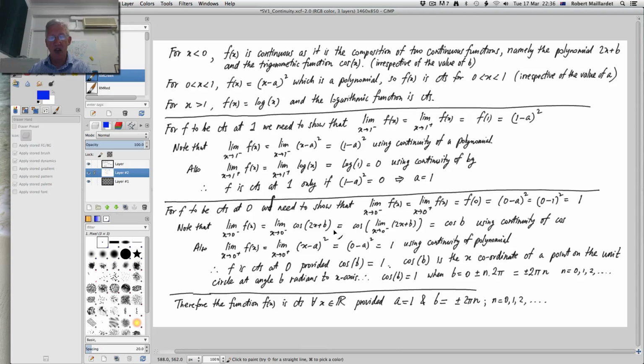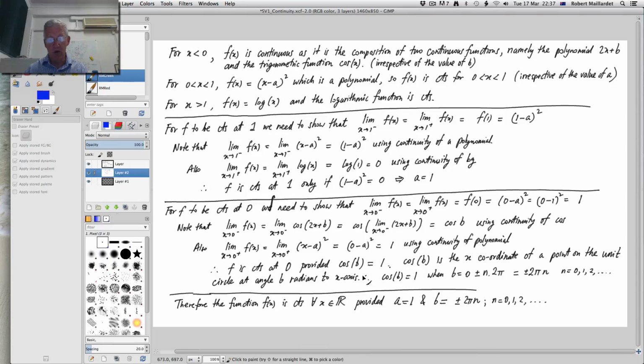Then we do the same thing over here with cosine. So for example, here when I evaluate these limits, I have to quote that I'm using the continuity of a polynomial, I'm using the continuity of log. When I'm taking the limit at 0, I've got the limit as x approaches 0 from below of a cosine. The cosine is continuous, and so I can switch the function and the limit, and I get this value here. And so for it to be continuous at 0, the left-hand limit has to equal the right-hand limit, which has to equal the function's value at 0, which is 0 minus a all squared, it's 1.